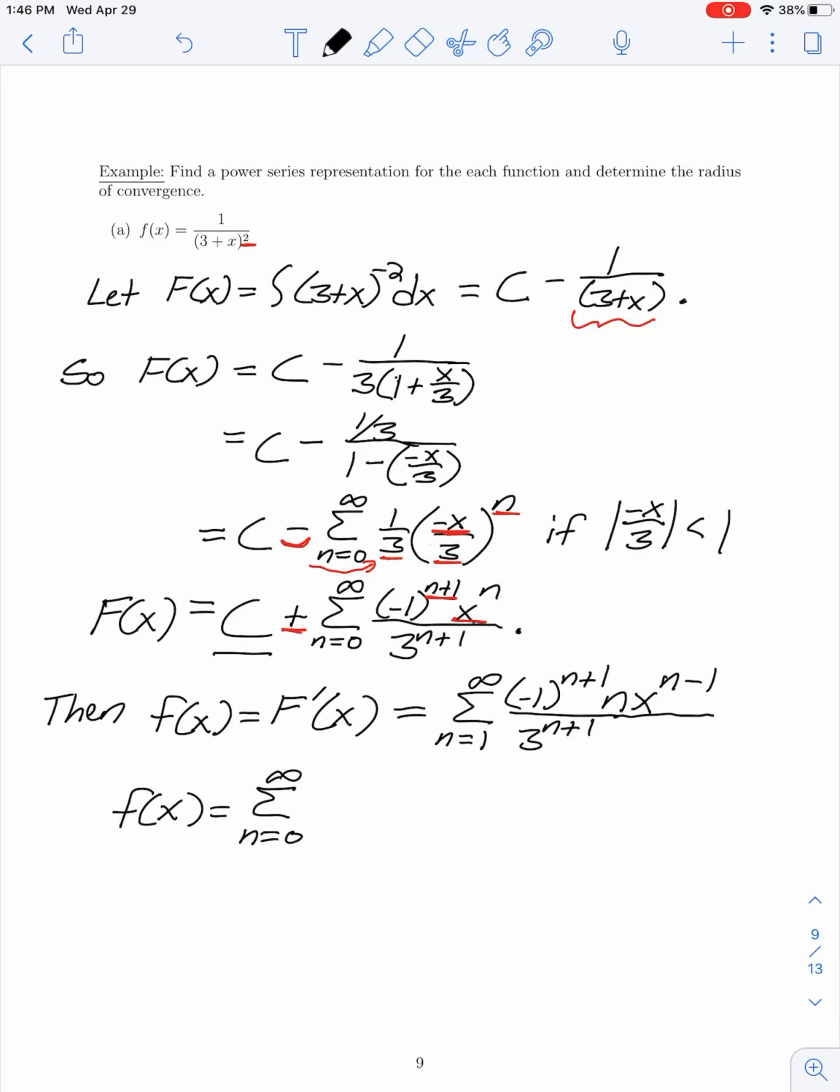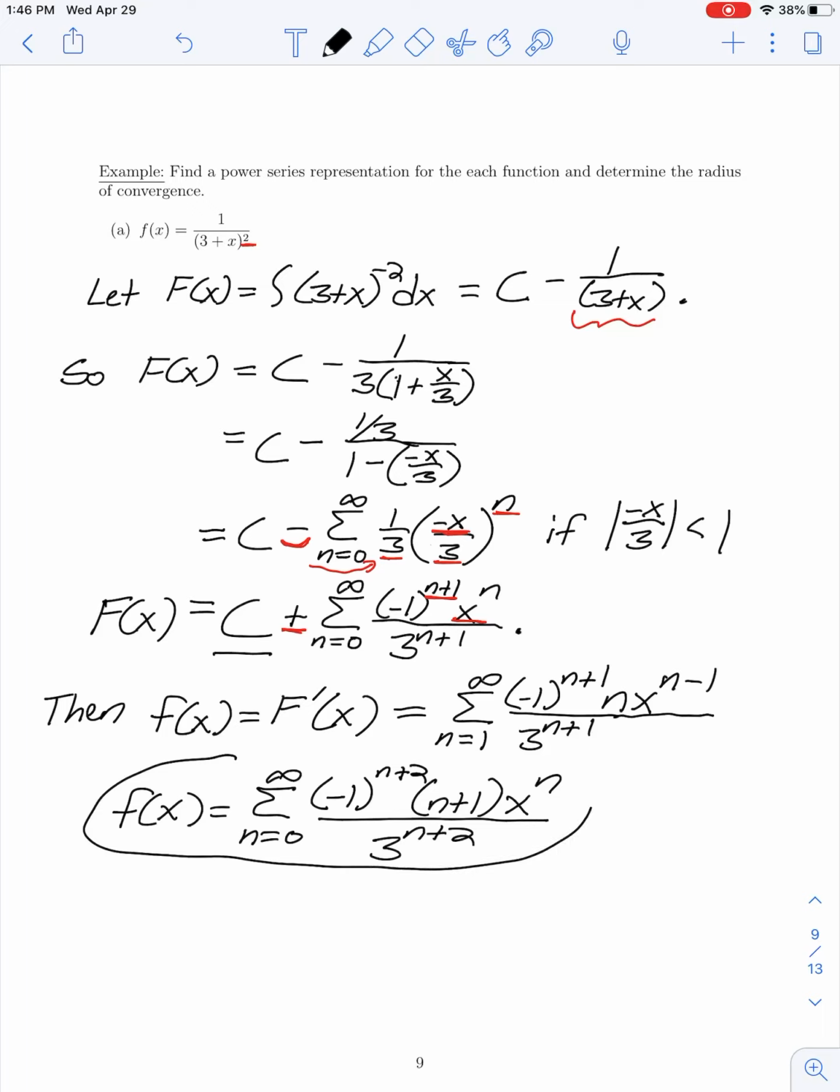Let's make this the sum from 0 to infinity of (-1)^n times (n + 2) times (n + 1) times x^n all over 3^(n+2). So this would be an expression for the power series for the function that we were given here, f of x. Now, we were also asked to determine the radius of convergence for this power series.